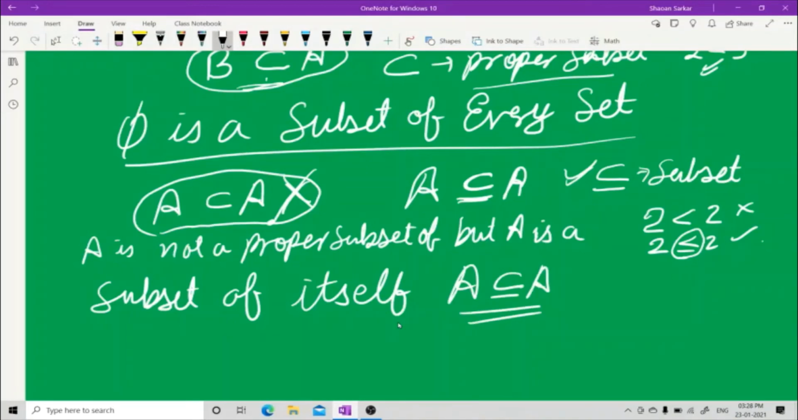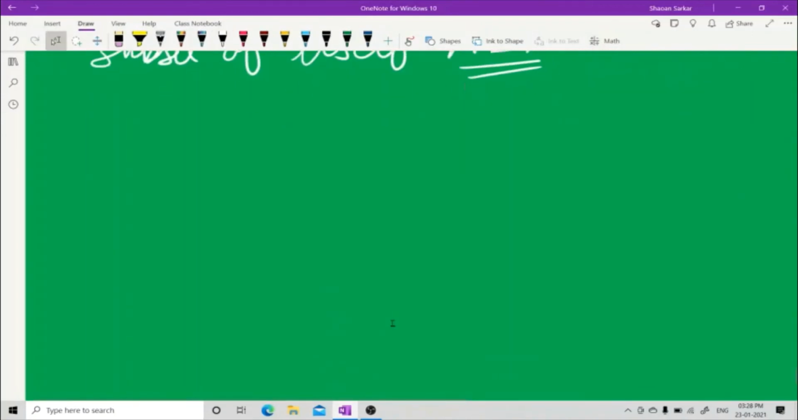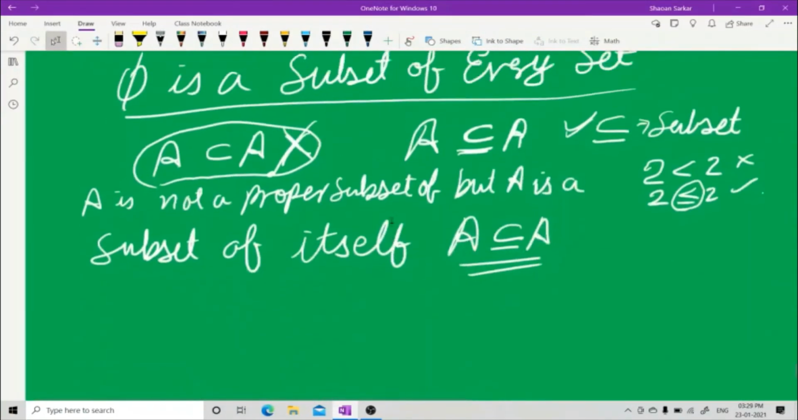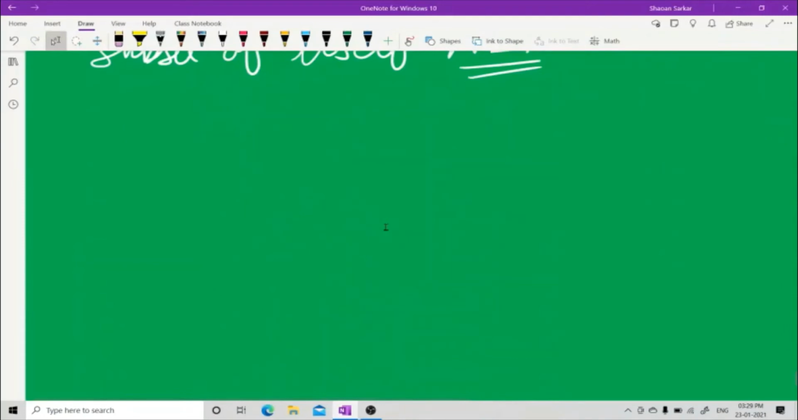Now, after subsets, in short, I'll make you understand functions. Subsets are done, proper subsets are done. Now, let's do some Venn diagrams so that things are clear. The Venn diagram.